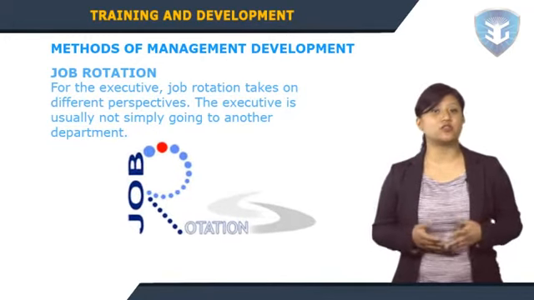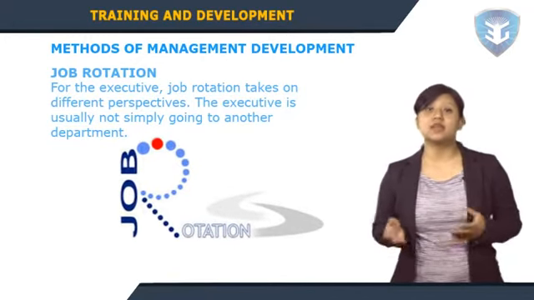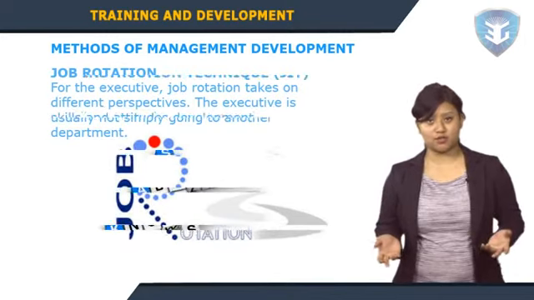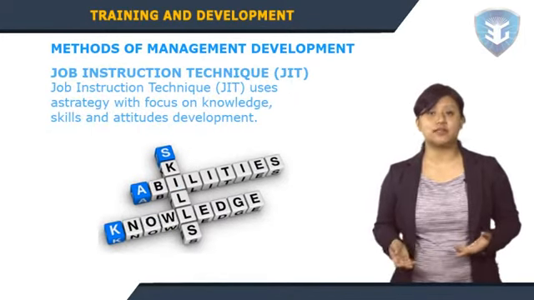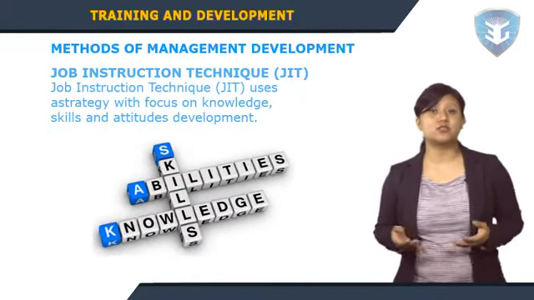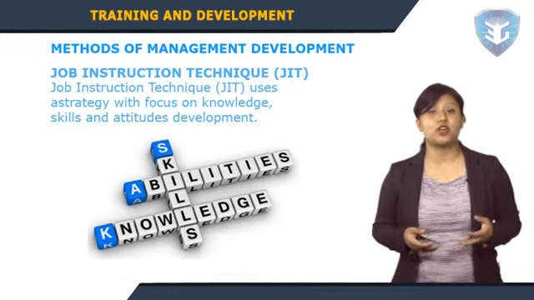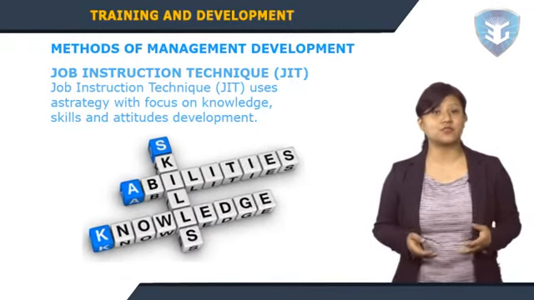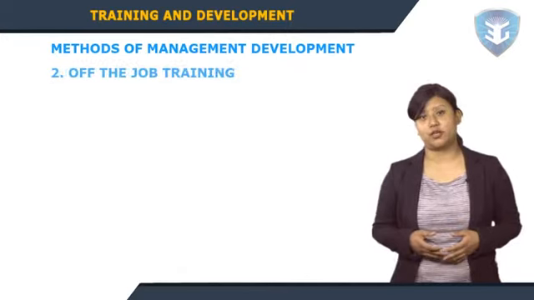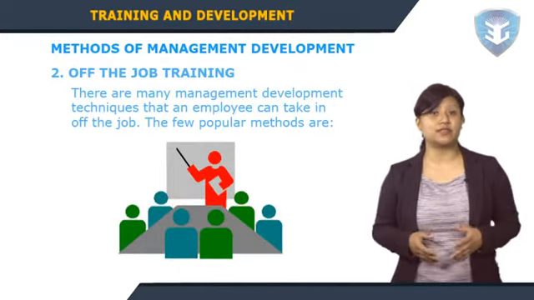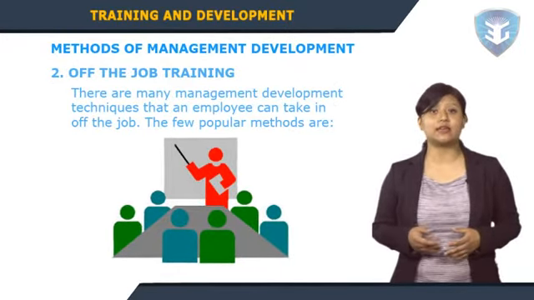Job rotation. For the executive, job rotation takes on different perspectives. The executive is usually not simply going to another department in some vertically integrated organizations. Job instruction technique, JIT, uses a strategy with focus on knowledge, factual and procedural skills and attitudes development. Off-the-job training. There are many management development techniques that an employee can take off the job.